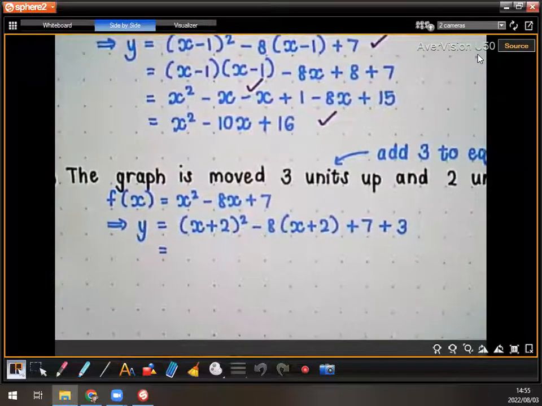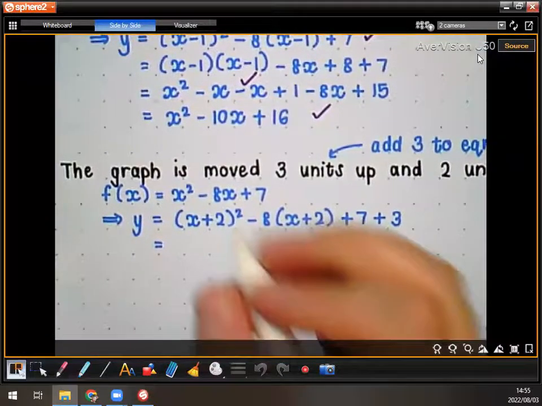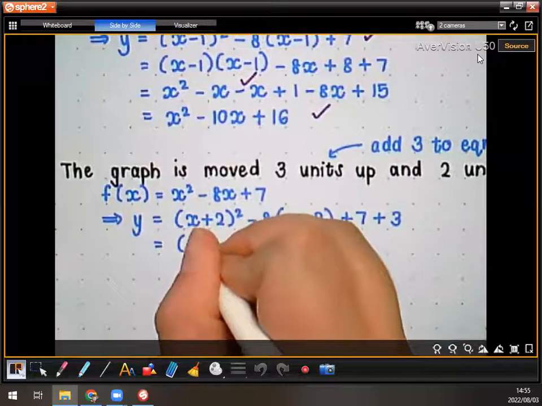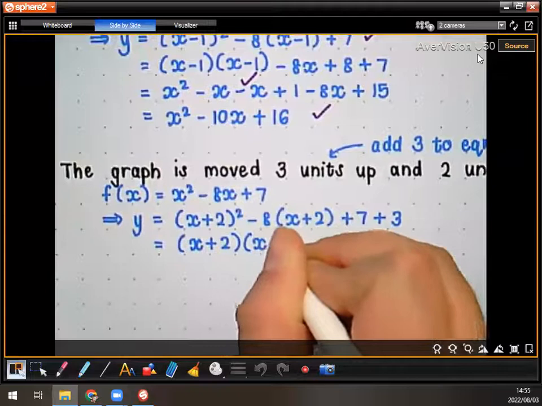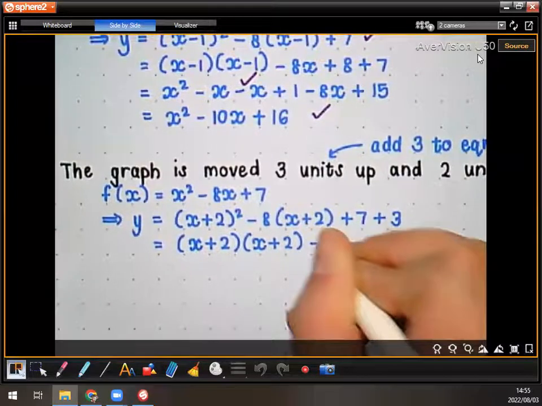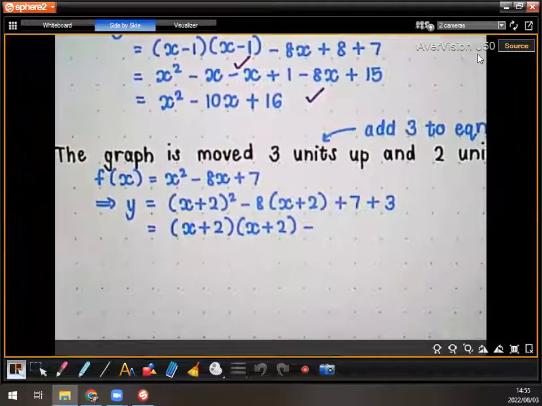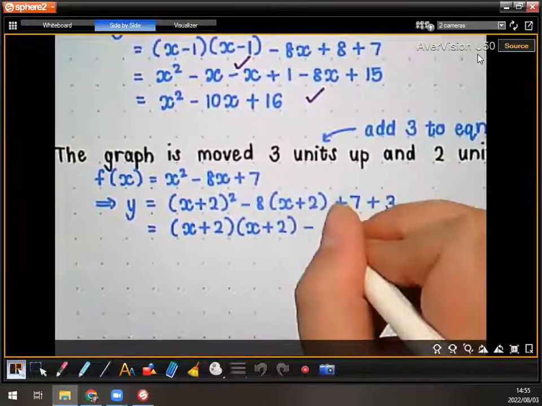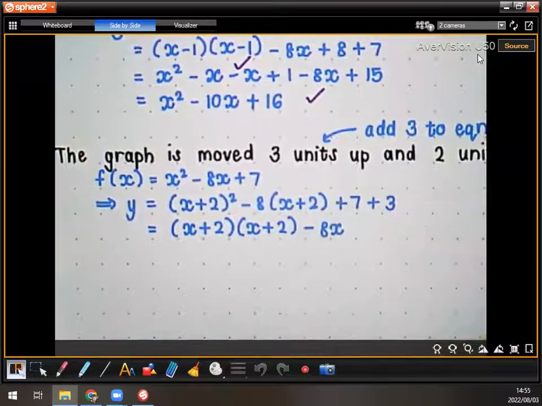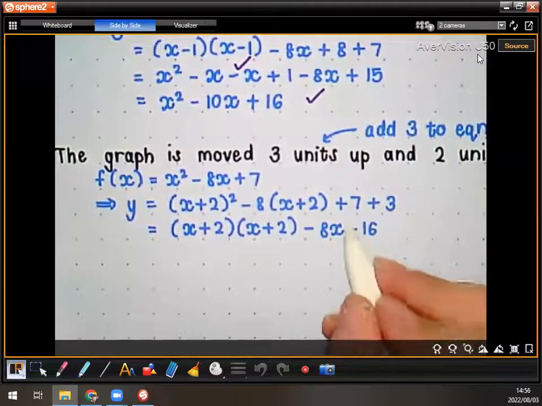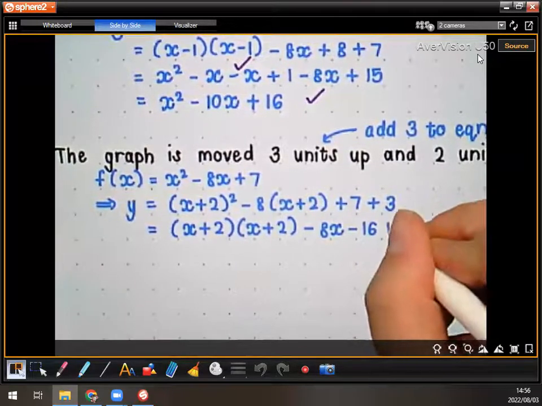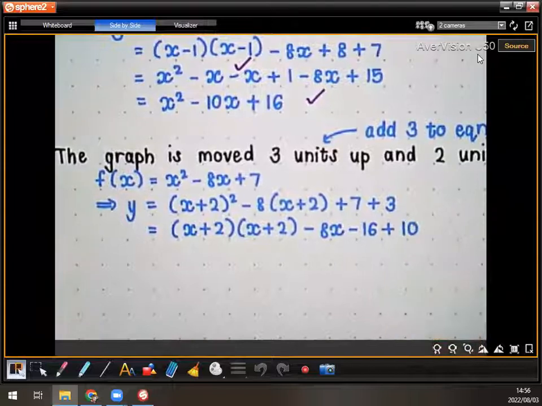Okay, now we must again do the whole multiplying out and simplifying things. So we have our x plus 2, x plus 2. I'm going to multiply that negative 8 in so long. So negative 8 times x is negative 8x. Negative 8 times 2 is minus 16. And 7 plus 3 is 10, right? So we can simplify that a lot.